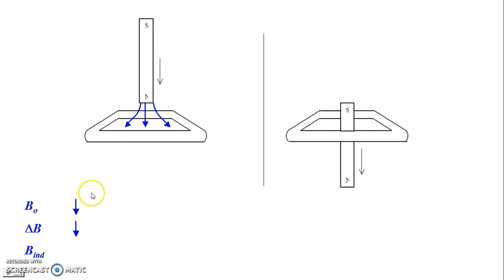We used to have a field that pointed down, now it's too much down, so the universe is going to induce a magnetic field that opposes the change. This is going to create a magnetic field that points up to try to take away the extra field you're creating by moving the magnet towards it. How does it do that? Well, the only way to make a magnetic field is to move charges around. And so the question then is, which way are the charges going to flow to make that happen?